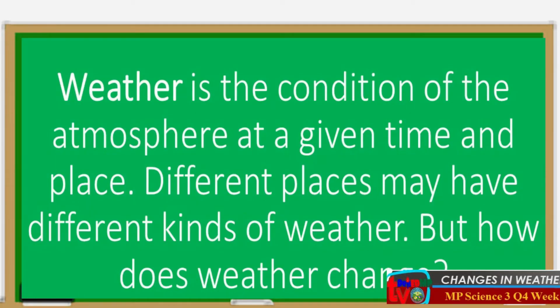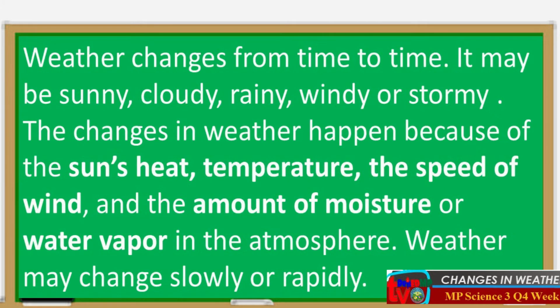Weather is the condition of the atmosphere at a given time and place. Different places may have the same or different kinds of weather. But how does weather change? Weather changes from time to time. It may be sunny, cloudy, rainy, windy, or stormy.